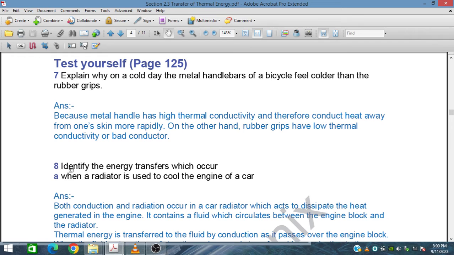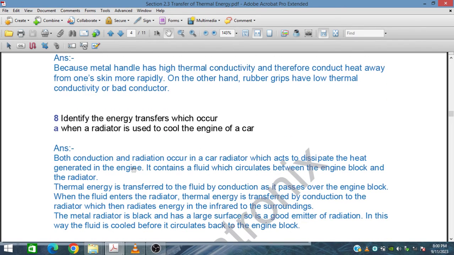Question 8. Identify the energy transfer which occurs when a radiator is used to cool the engine of a car. Both conduction and radiation occur in a car radiator, which acts to dissipate the heat generated in the engine. It contains a fluid which circulates between the engine block and the radiator. The thermal energy is transferred to the fluid by conduction as it passes over the engine block. So in the engine block, the fluid gets the energy by a conduction process.